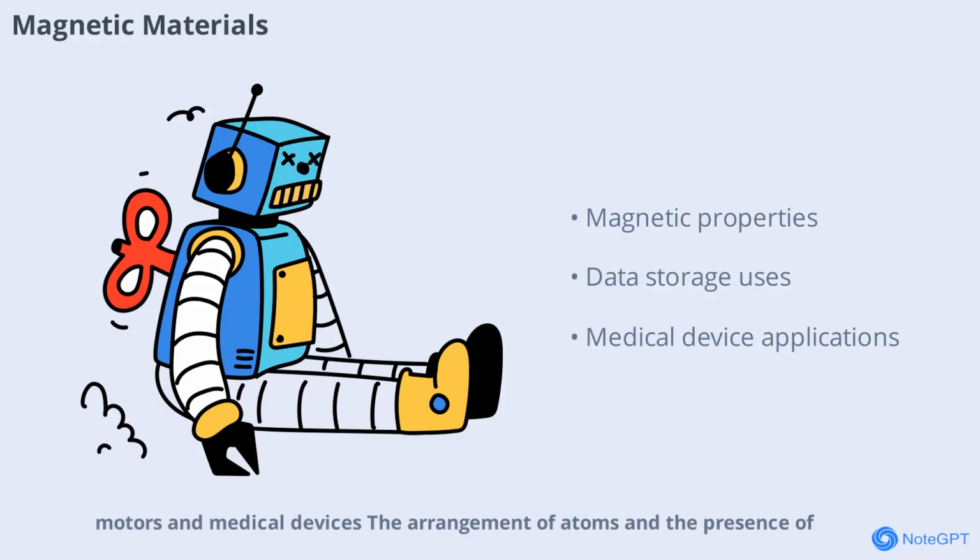Many solids exhibit magnetic properties, which are essential in data storage, motors, and medical devices. The arrangement of atoms and the presence of unpaired electrons determine whether a material is magnetic. Advances in solid-state chemistry have led to the development of powerful magnets and new magnetic materials for technology.